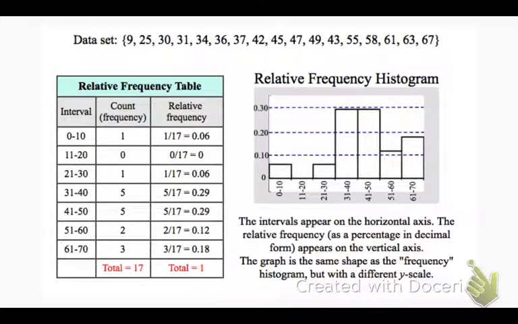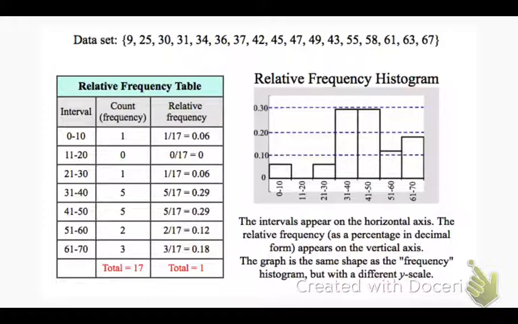A relative frequency table is almost like a percentage of a total. We don't turn them into percentages, we leave them as a decimal. So we have our data set there. We still have our count or our frequency, so there are a total of 17 data points in this entire data set.